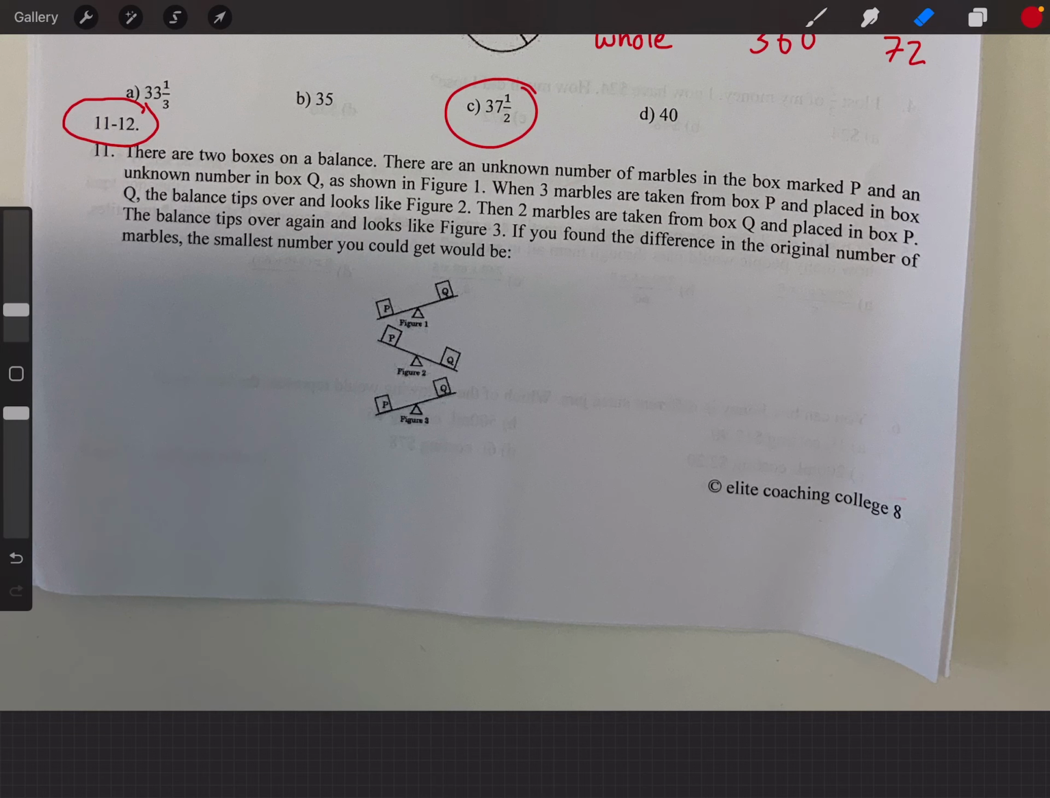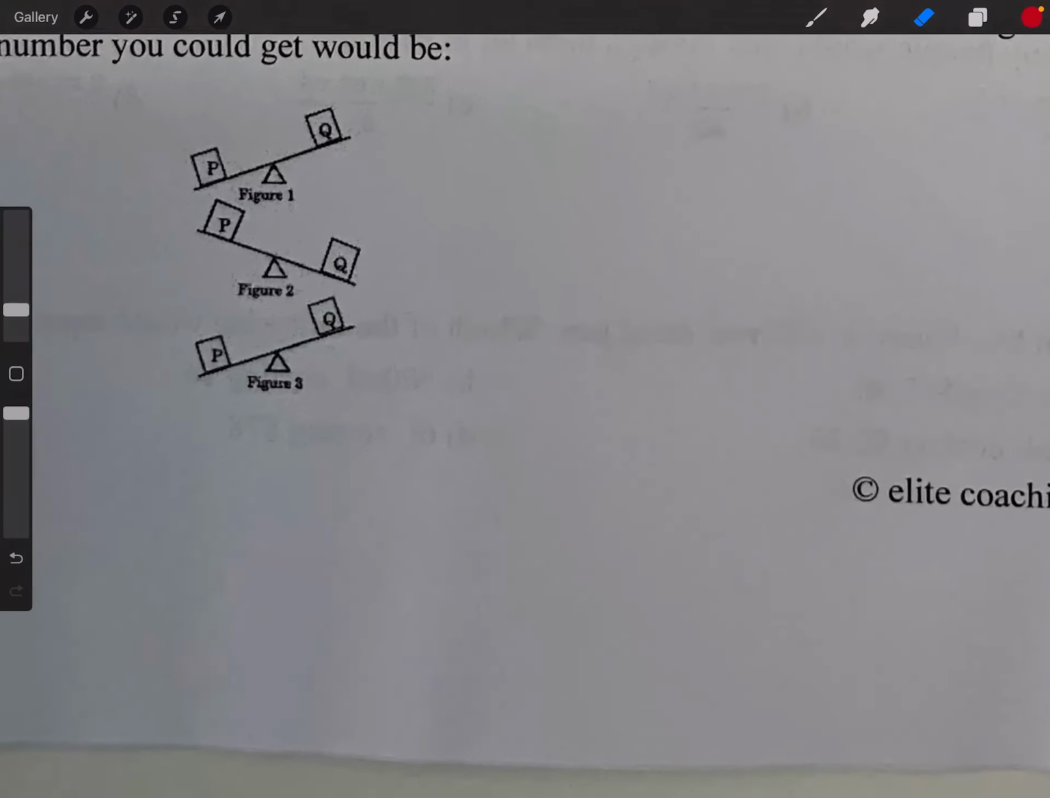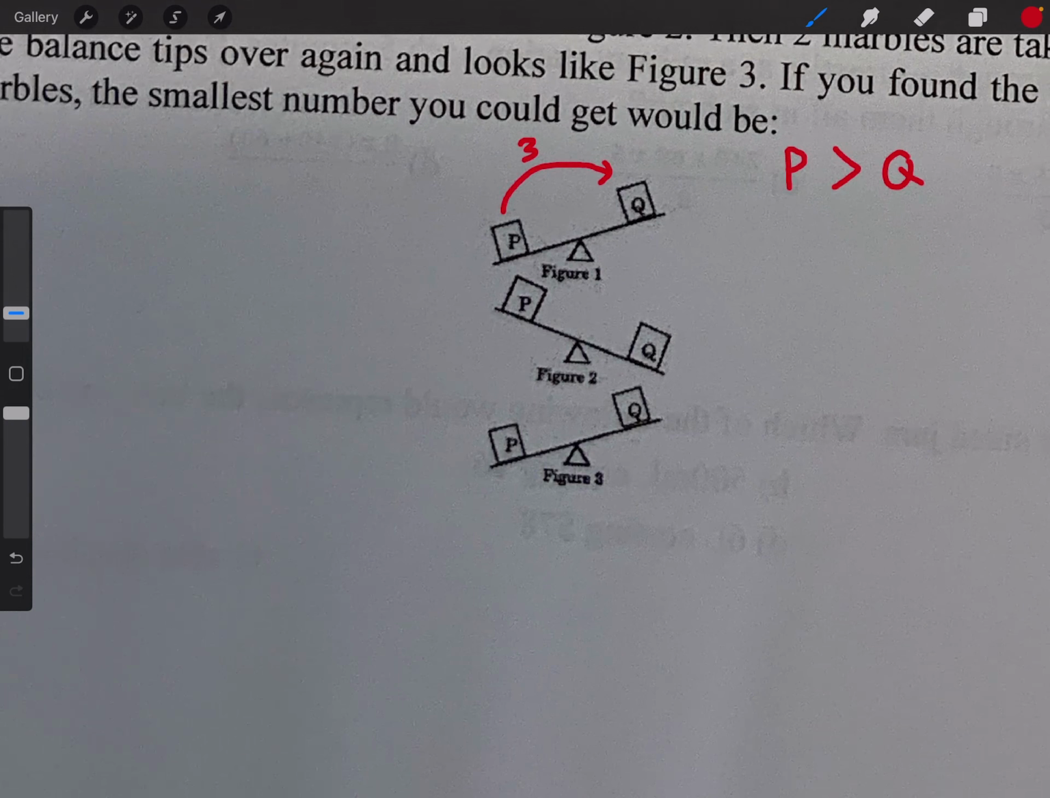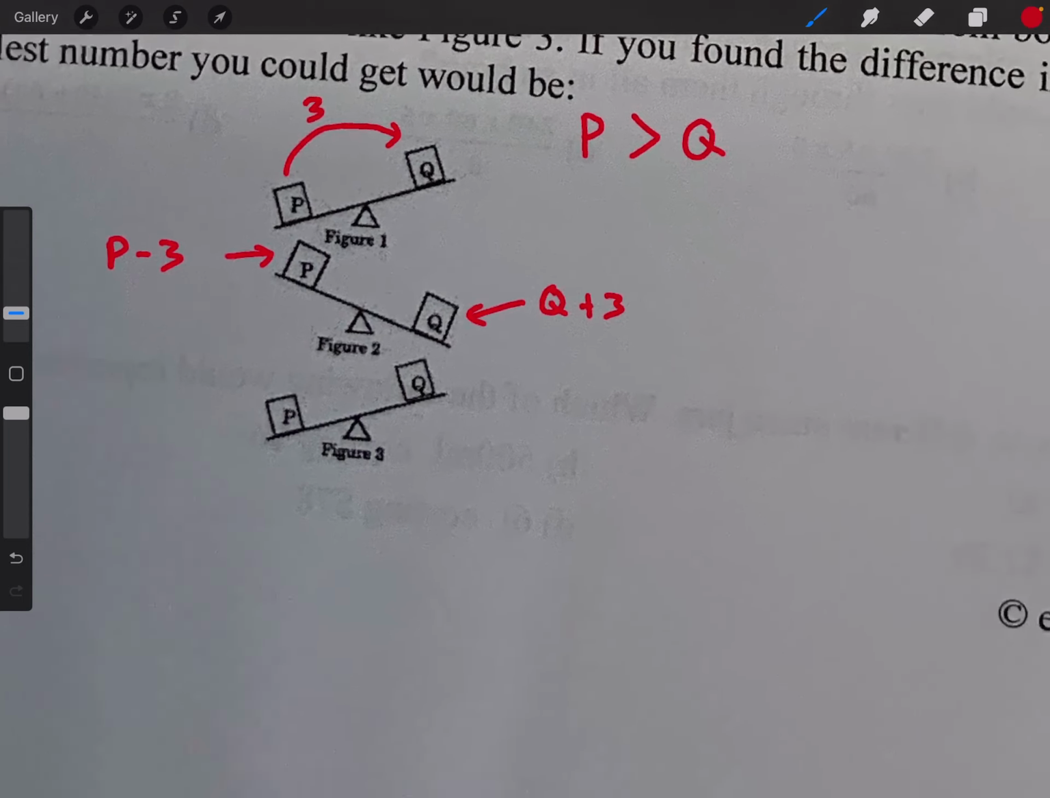Okay, so for question 11, we have to refer to the diagram here. In the beginning, the number of marbles in P is more than the number of marbles in Q. Okay, and then 3 marbles from P went into Q. So that means that in the second diagram, the box in here is P minus 3 now, because it lost 3 marbles. And in this box, you have Q plus 3, because it's got 3 more marbles.